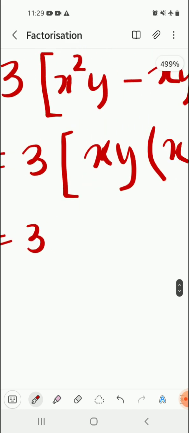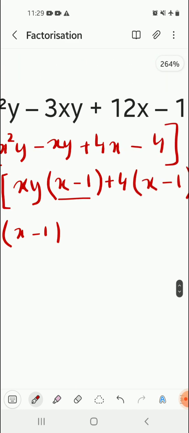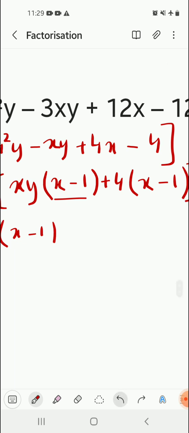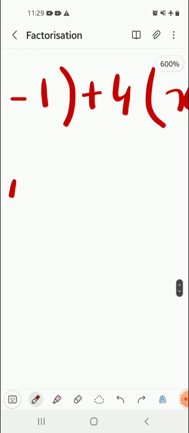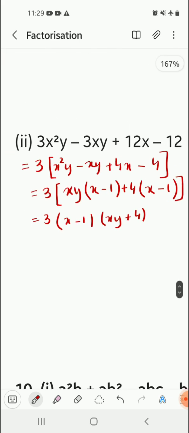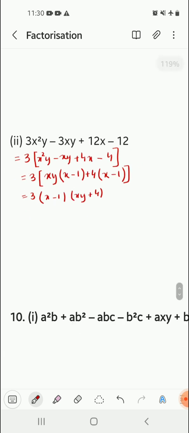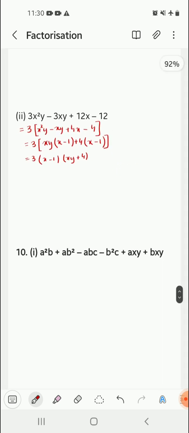So now we are going to write the factors. The first factor is 3. The next factor is x minus 1, which is common for both here and here. And the third factor is xy plus 4. That's it. Now we are going to move to the next question, that is number 10.